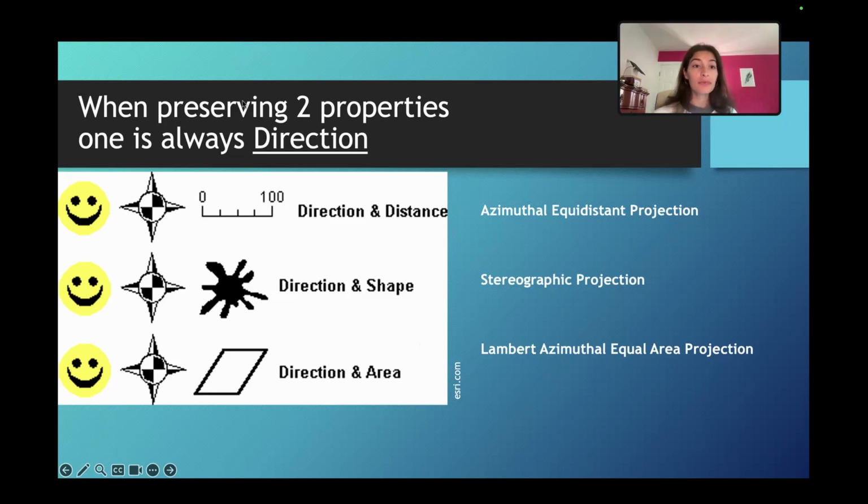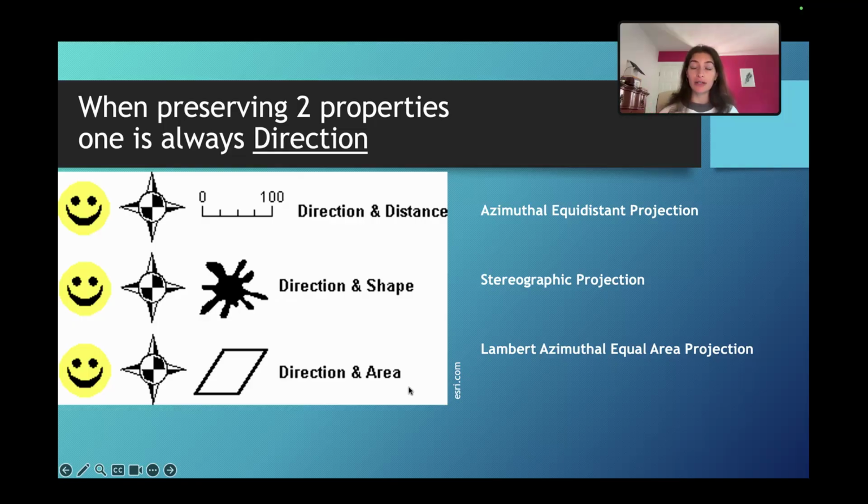So, when you preserve two properties, one always has to be direction. So remember, we can preserve one or two things, but one of them always has to be direction. So then you really only have one choice as to what that other property is that you're going to preserve. Azimuthal equidistant projections are trying to preserve for direction and distance. A stereographic projection is going to try to preserve for direction and shape. And Lambert azimuthal equal area projection tries to preserve for direction and area.